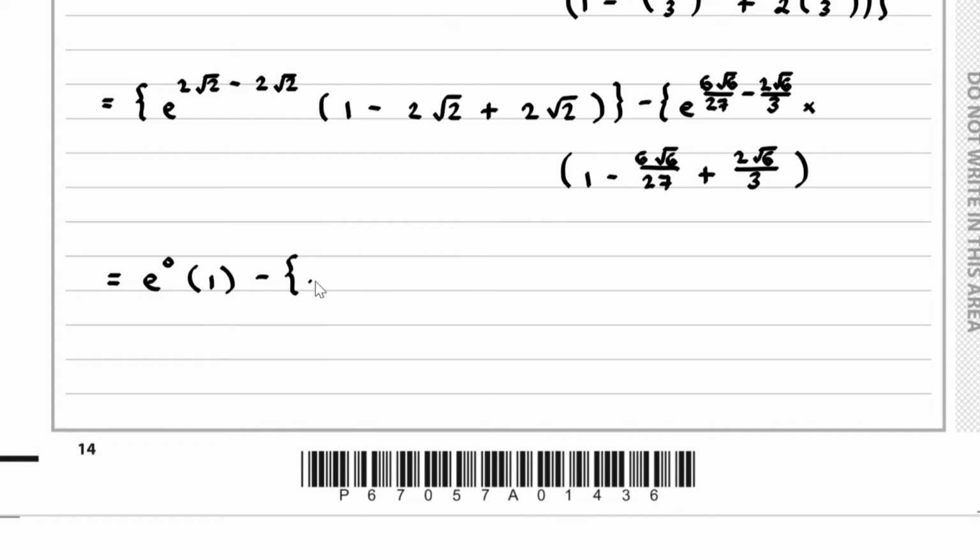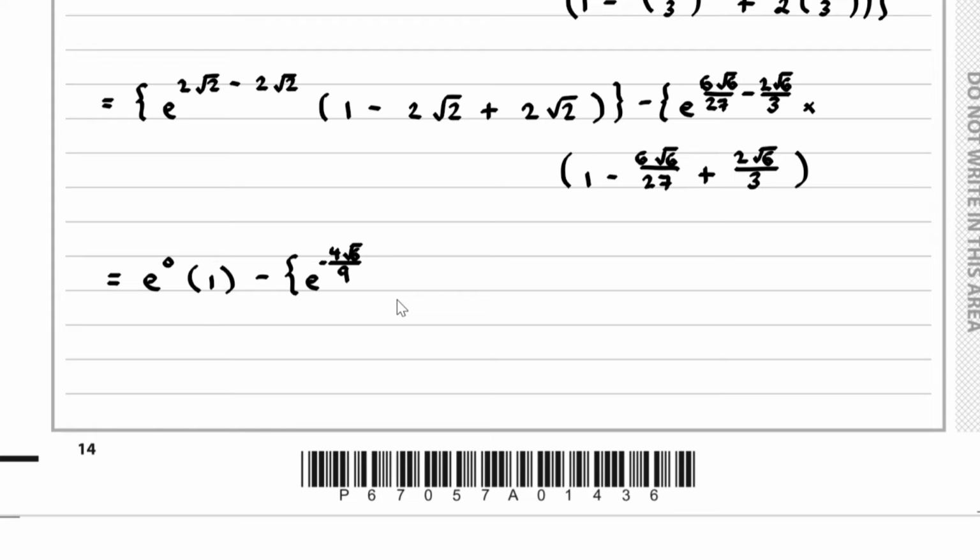e. Now here we've got 6 over 27 minus 2/3, so that is the same as 6 over 27 minus 18 over 27, so that will be minus 4 root 6 over 9. So here we have e to the minus 4 root 6 over 9.